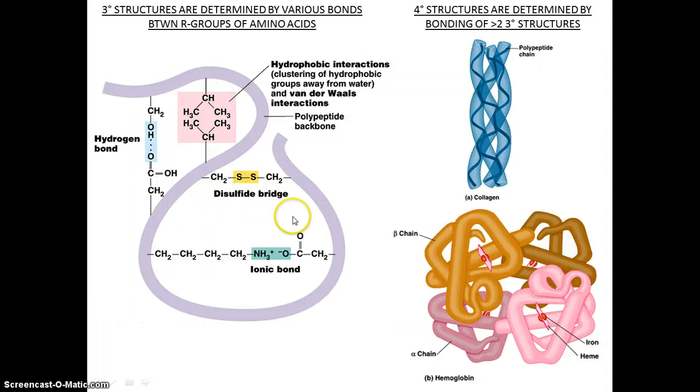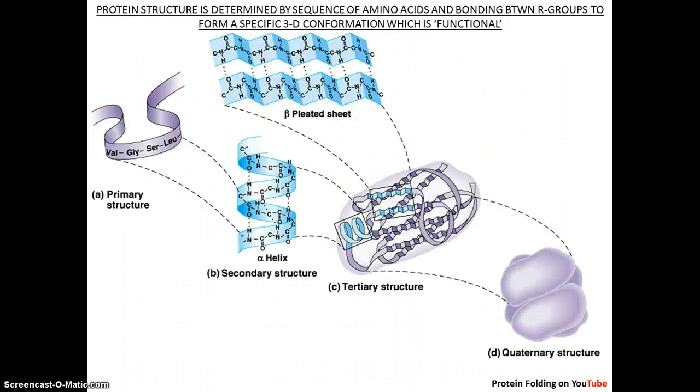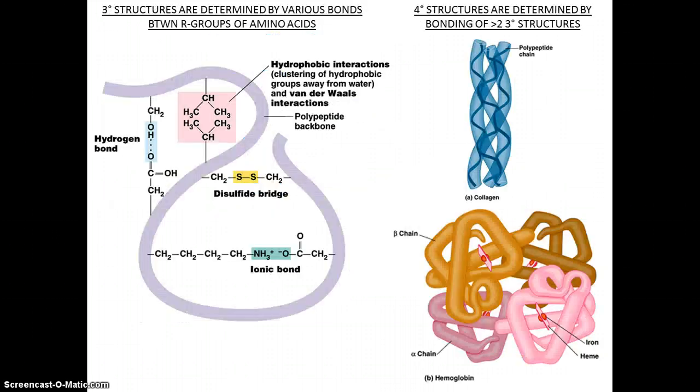So for example, in your hair, someone who has curly hair, it's curled because of these disulfide bridges, and usually a disulfide bridge is an example in tertiary structures. So you can also have other kinds of interactions going on, like hydrophobic interactions or van der Waals interactions. They also contribute to the tertiary structure.